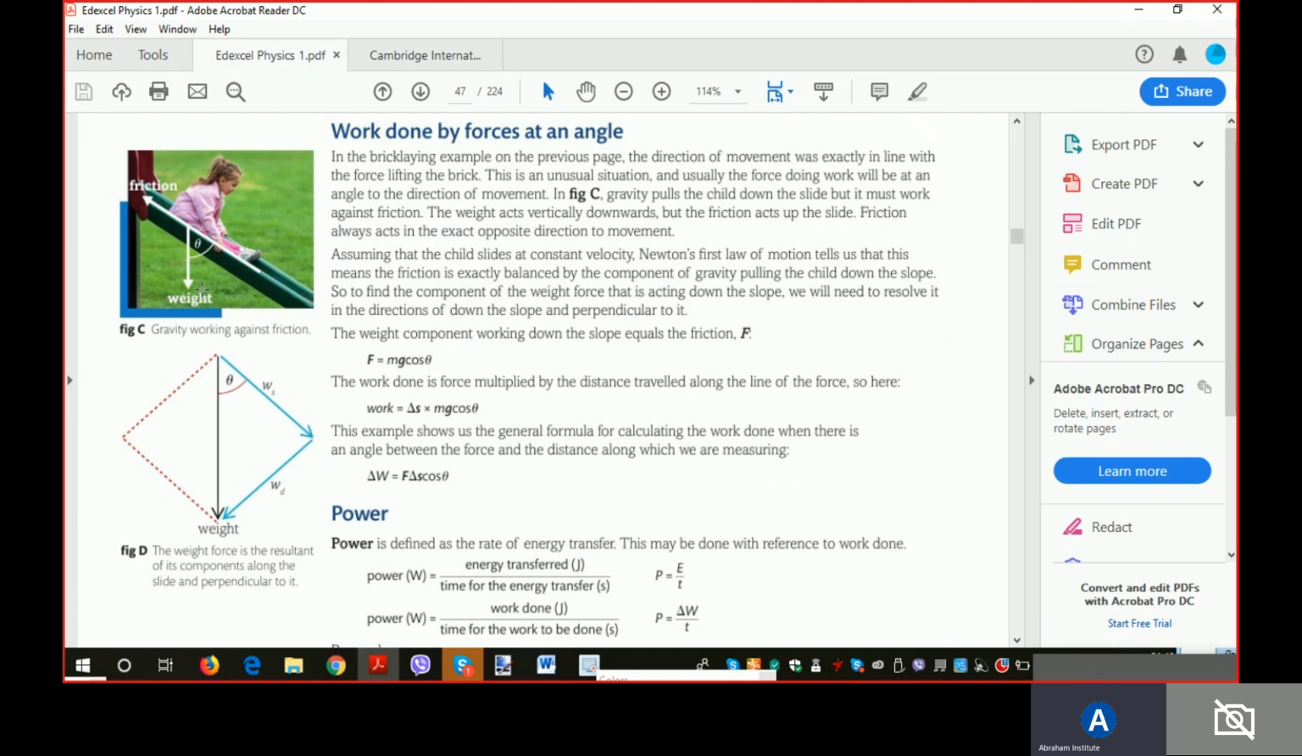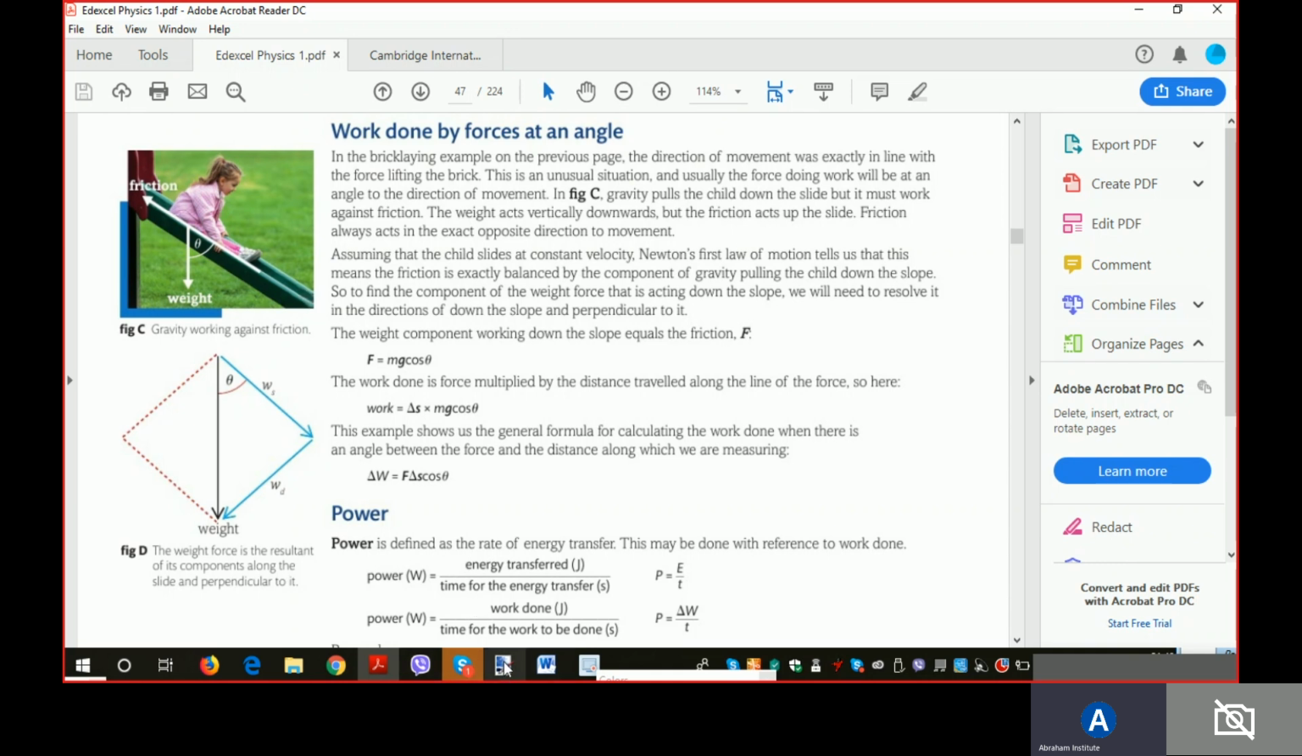That mg cosine theta is the component of the weight in this direction. Okay, that is the force in this direction. Now what happens when the girl initially slides? Maybe she goes down, and then due to friction she may slow down. Let's say she has the maximum velocity here, and then somewhere down there she stops. So all that gravitational potential energy is converted to kinetic energy and friction over here.